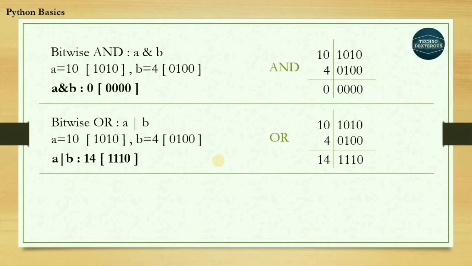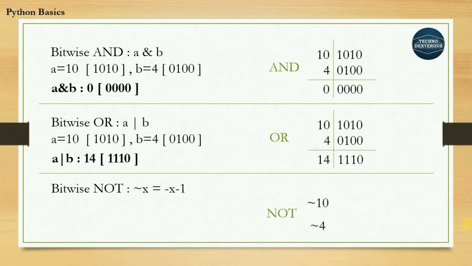Let's move towards bitwise NOT. The bitwise NOT operator. The formula for bitwise NOT is as follows: bitwise NOT of x is equal to minus x minus 1. According to this formula, if we calculate bitwise NOT of 10 and 4, then it will be minus 11 and minus 5. So let's see how it has been calculated.